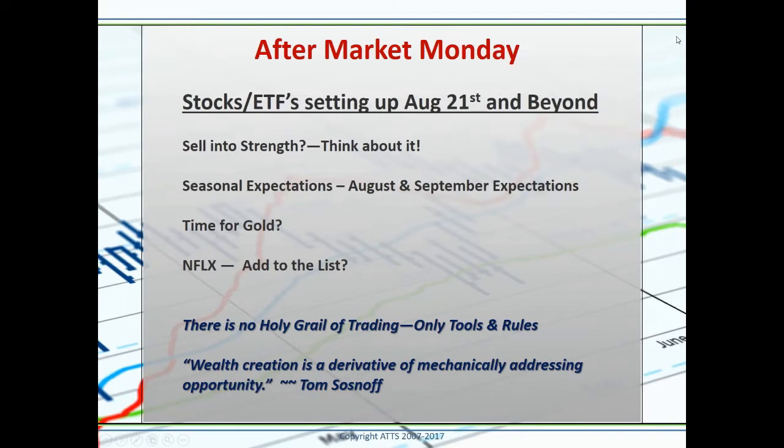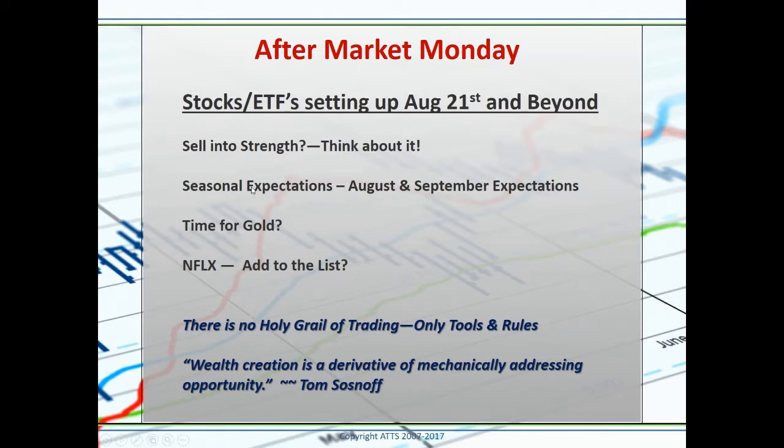So, aftermarket Monday, stocks and ETFs setting up for August 21st. Big question that I have going into this week, because of the weakness shown in the market the last couple of weeks: do we sell into strength? It's something we have to at least think about. When we look at the S&P, or the spiders, we'll see if that makes sense. In other words, instead of buying the dips, we maybe want to sell the rips, or get ready to go into a bearish type position because of the structure of the current stocks.